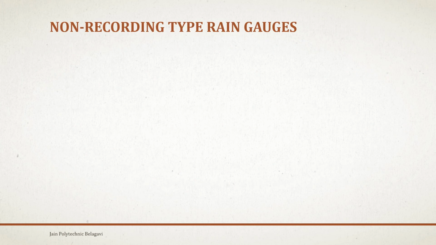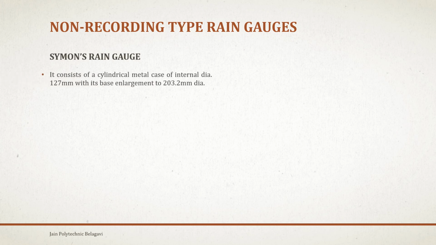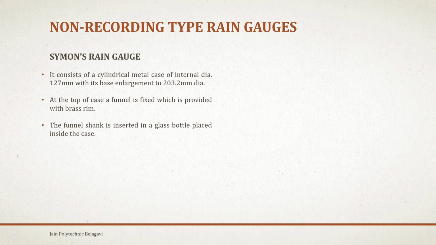Next, we will discuss in brief the non-recording type rain gauges. First one, the Symons rain gauge. It consists of a cylindrical metal case of internal diameter 127 millimeters with its base enlarged to 203.2 millimeters diameter. At the top of the case, a funnel is fixed, which is provided with a brass rim. The funnel shank, after the conical portion, I will show in the next slide.